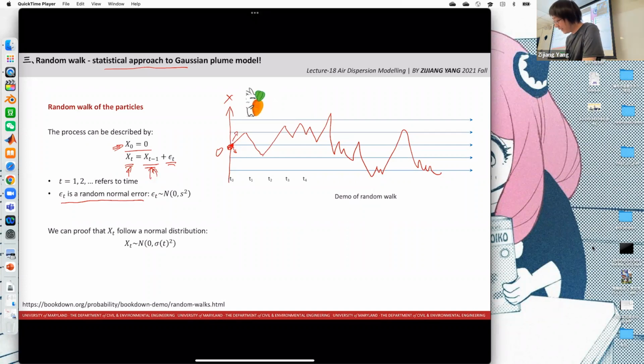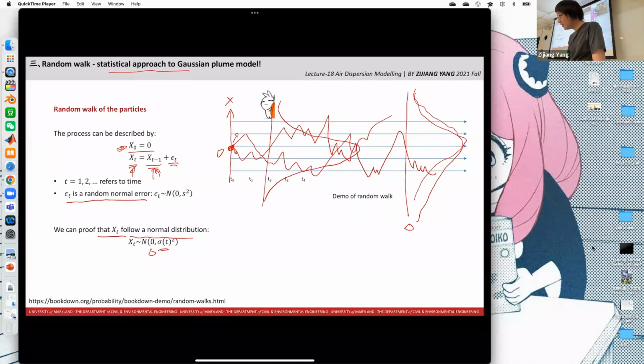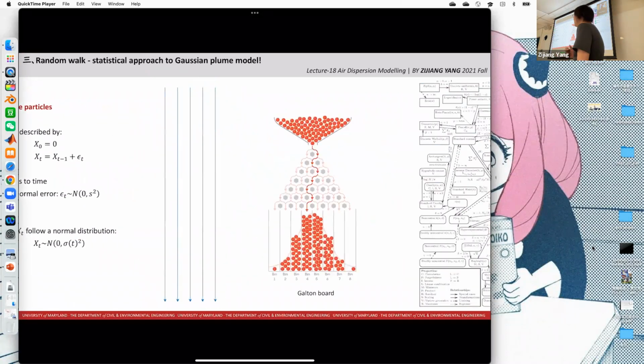And in this case, if we release different particles from this position, we can prove that x_t follows a normal distribution. If we catch all of the particles, maybe here, we can find the particle numbers follow a normal distribution here. And the mean will equal 0. And the standard deviation is a function of t, because we can imagine for this one, which has a short time, the concentration may be something like this. But for a long time, the distribution will be like this. So I'm not going to show the proof of this equation, but I'm going to show a demonstration.